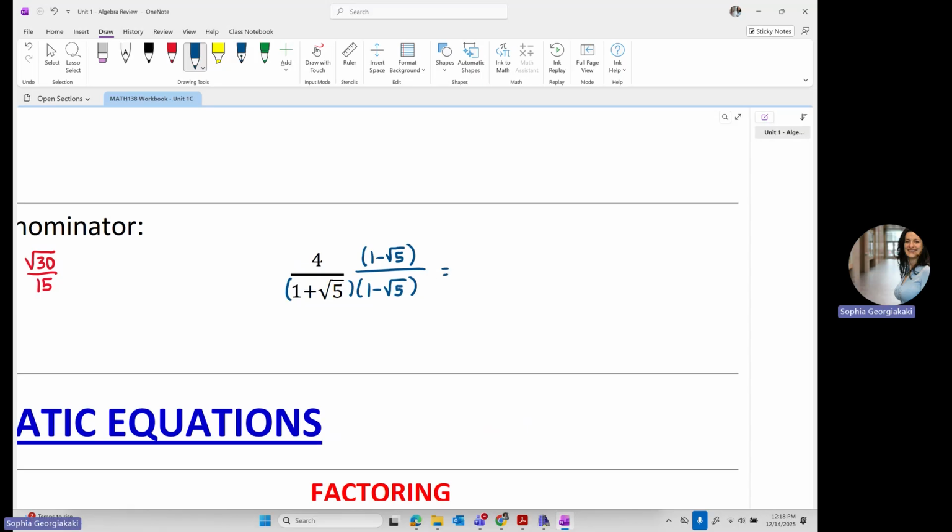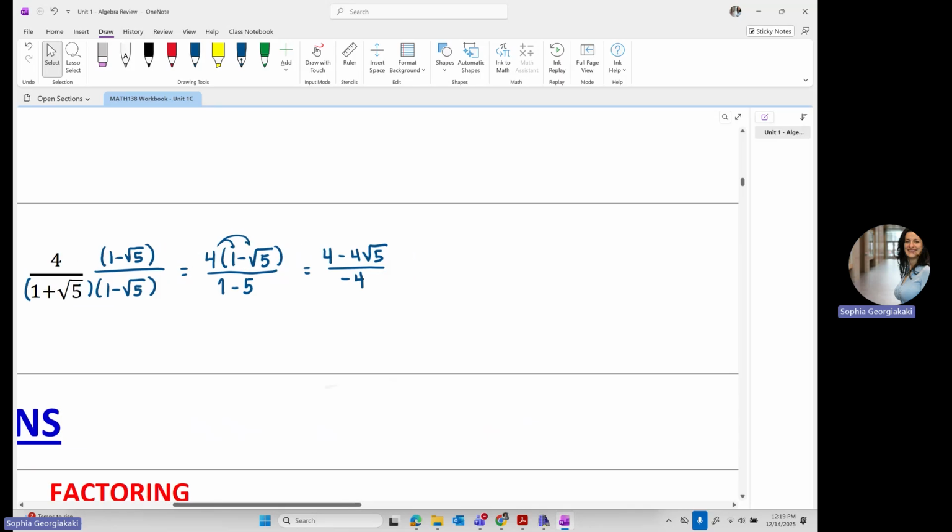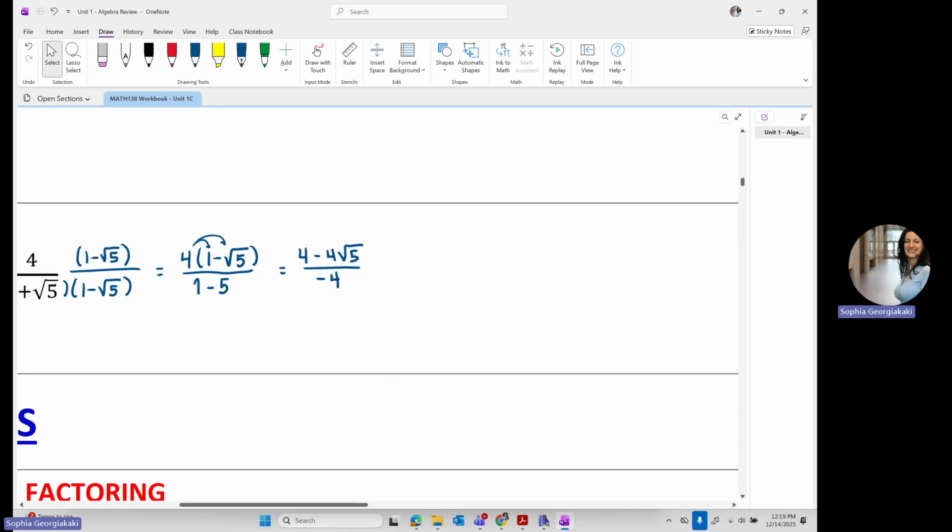So this will be 4 times 1 minus the square root of 5. In the denominator, it will be 1 squared minus square root of 5 squared. So I have 4 in the numerator if I distribute minus 4 square root of 5. In the denominator, I have negative 4. You can simplify that. You can simplify the 4 in the top with the negative 4 in the bottom.